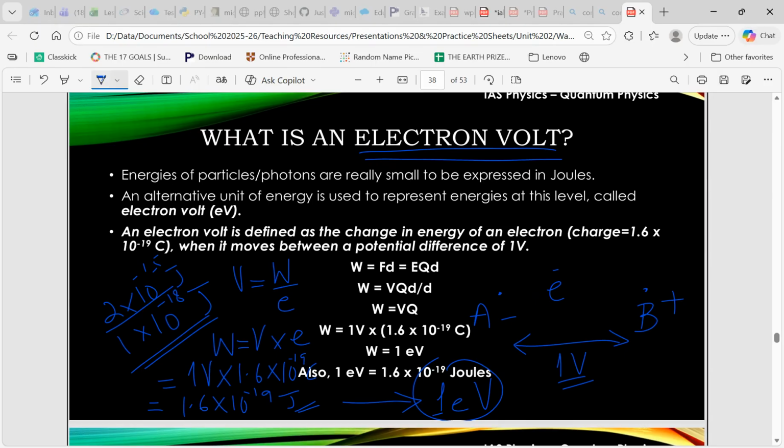And this also gives us the conversion between electron volt and joules. So if we have joules and we want to convert them into electron volts, we divide the number of joules by the conversion factor, which is 1.6 into 10 to the power minus 19, which is not hard to remember because it is the same as the charge of an electron, or the elementary charge. Similarly, if we have our energy in electron volts and we want to convert it into joules, we just multiply the electron volts by the conversion factor, 1.6 into 10 to the power minus 19.